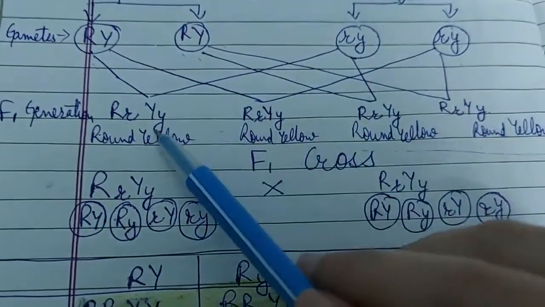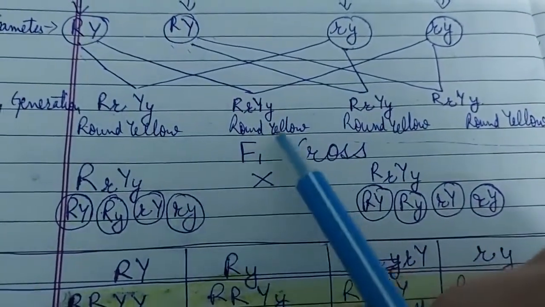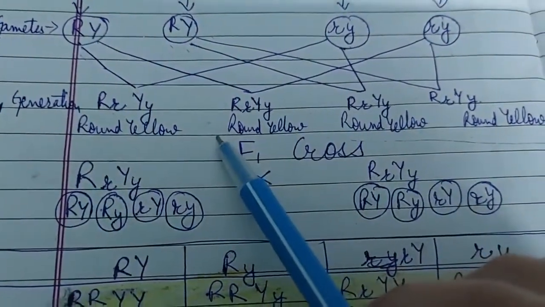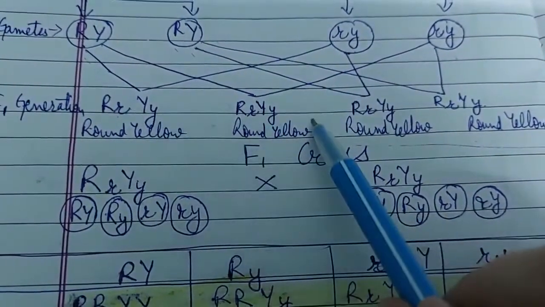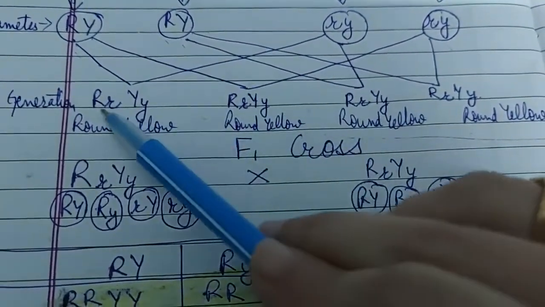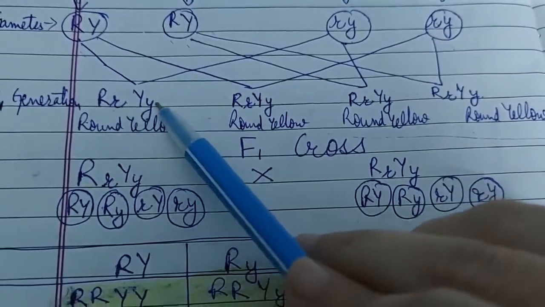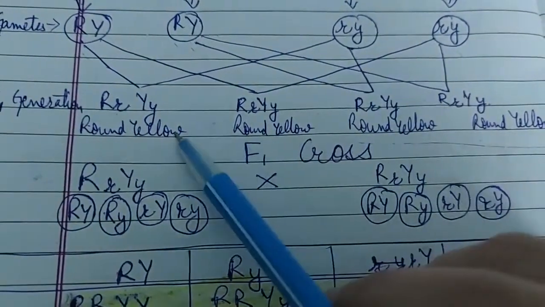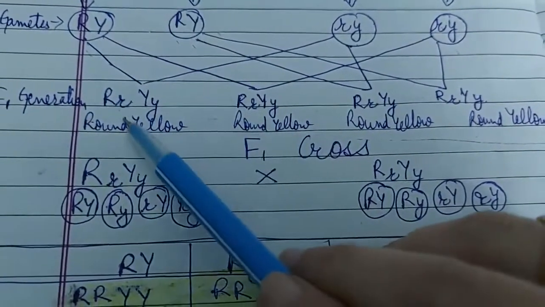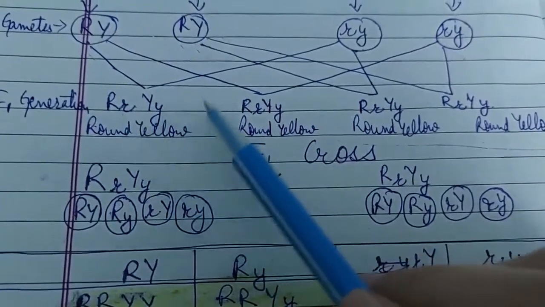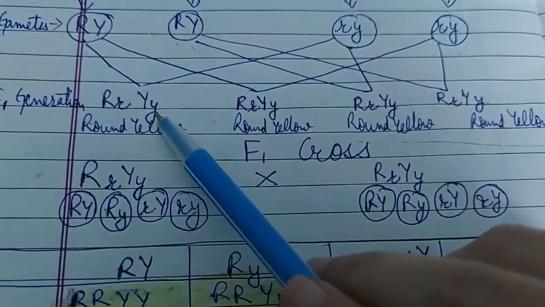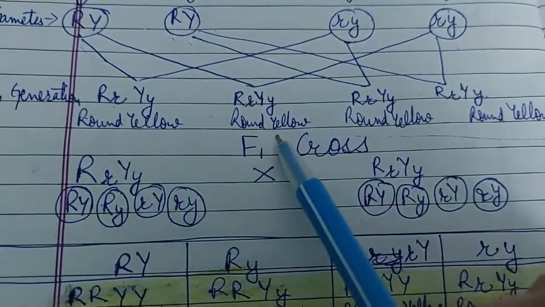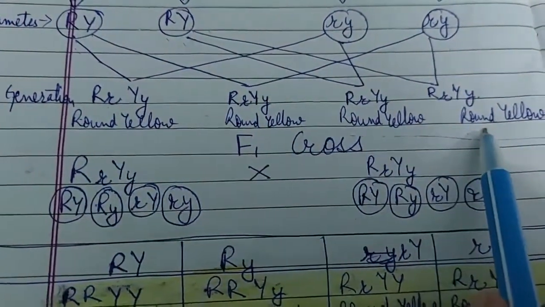Genotype can be different, but the phenotypic result is the same, meaning all are round and yellow. But in our genotype, small r and capital R, small y and capital Y are present here. Round is dominant and yellow is dominant over wrinkled and green seeds. So we can see only round and yellow, round and yellow, round and yellow, and round and yellow.